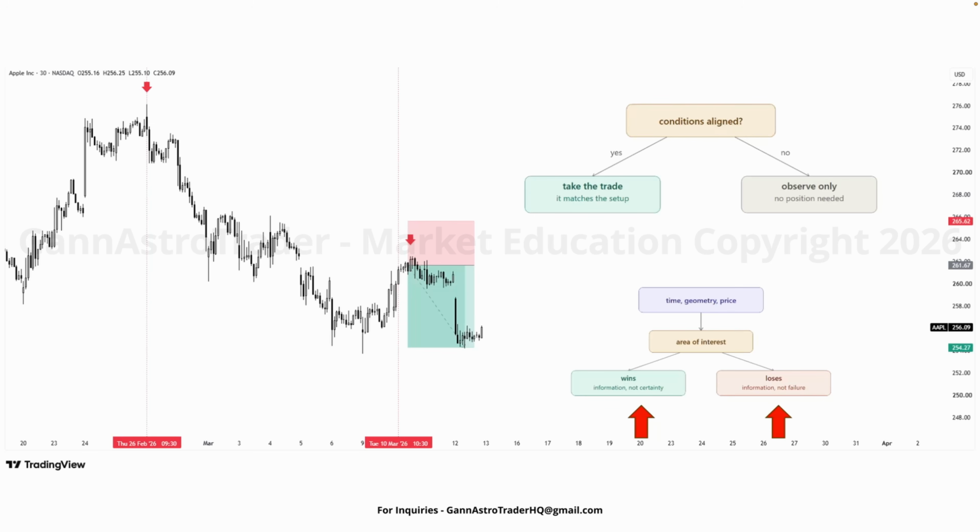One of the most important principles of conscious trading is accepting uncertainty. Our time calculations, geometry, and price analysis can help us identify areas of interest, but they cannot eliminate uncertainty. We are working with probabilities, not guarantees. Once we accept that, a losing trade becomes information rather than a personal failure.